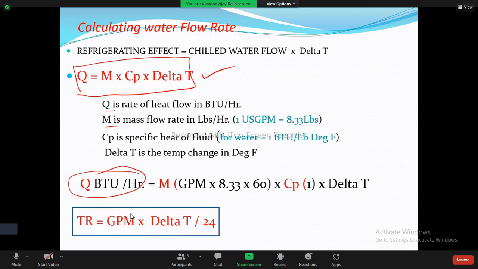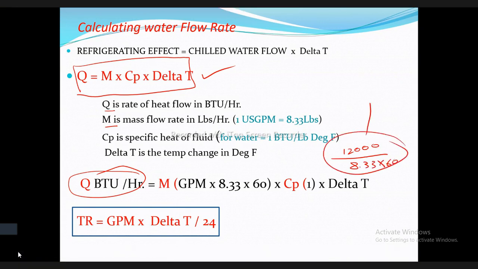I told you what you have to do here is basically 12,000 divided by 8.33 divided by 60. So that is 24. So this 24 is this 24. To convert to BTUs per hour, what I did was I divided this by 12,000. So if I divide here also by 12,000, then this will cancel and the 24 will remain. So that is this 24. I hope it is clear.